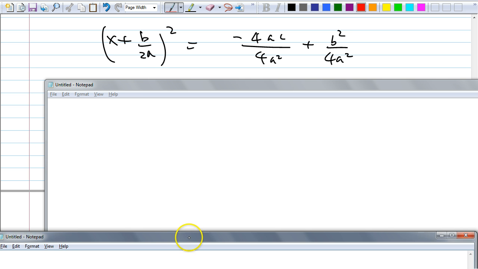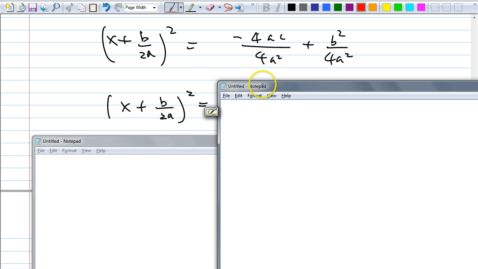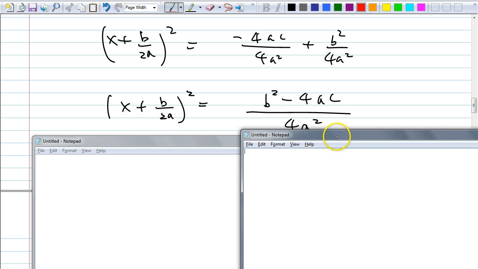No, let's simplify the right side. I still have this. What do I get? I get negative b squared. What do you get when you add them together? You have a common denominator. Yeah, negative 4ac plus b squared, all over 4a squared. Now, I wrote it this way.